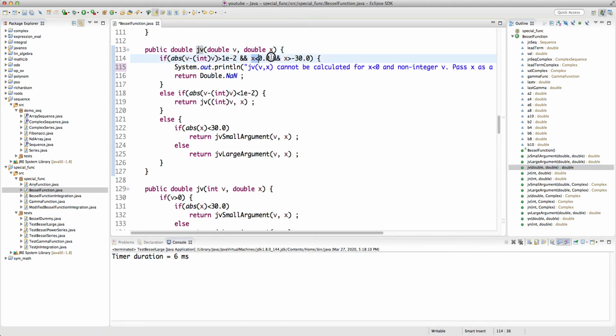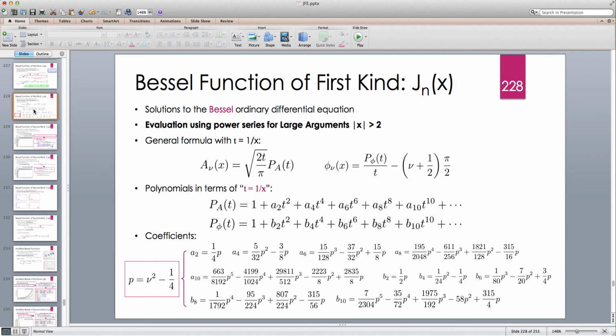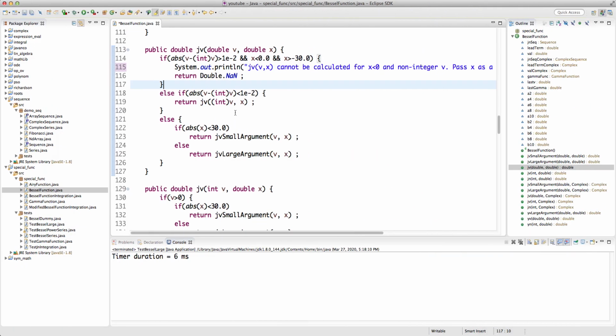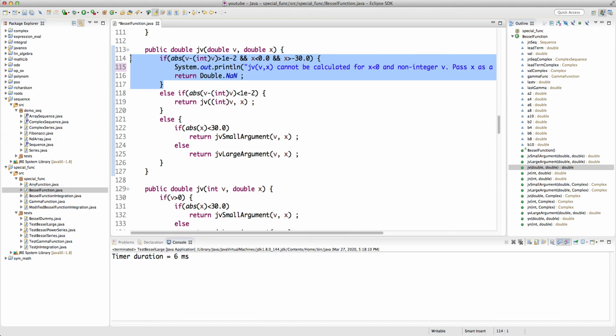But for the large argument, we didn't have this problem. It worked for integer and non-integer, and whether or not x is positive or negative didn't matter in terms of relation to nu. Nu could be any number in this equation. If x is negative, we already took care of it by defining a pi over 2 phase shift in our cosine function. So everything works fine. There is nothing to worry about there. All right, so this is the first check for our small argument expansion.